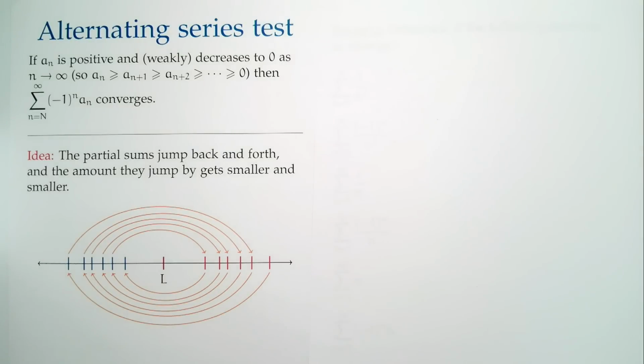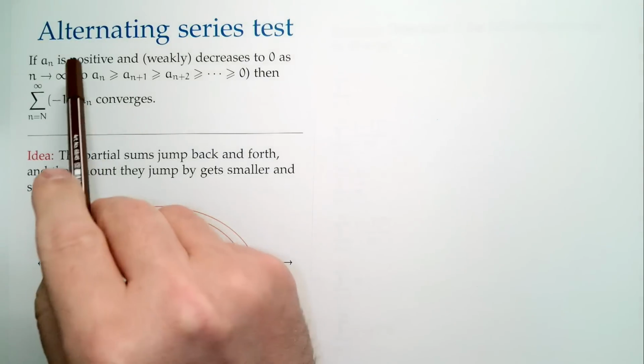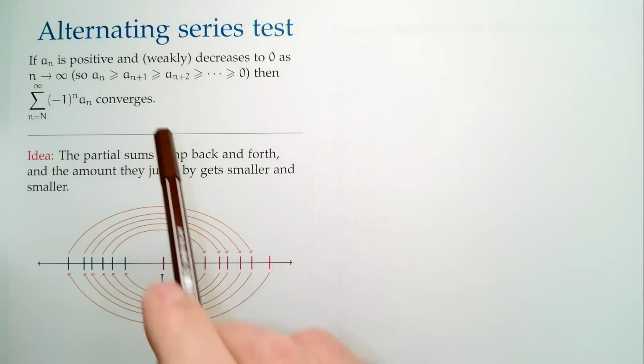This is probably one of the funnest tests. It's also one of the easiest. It's called the alternating series test. And how does it work?